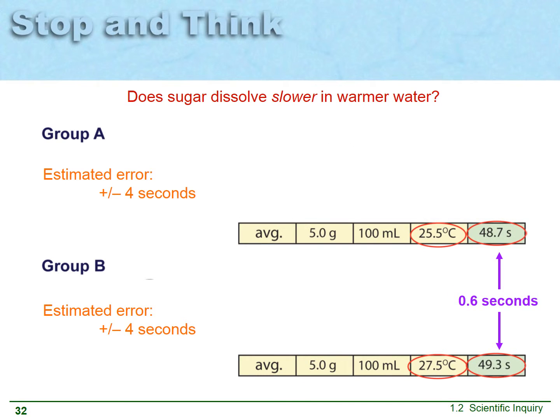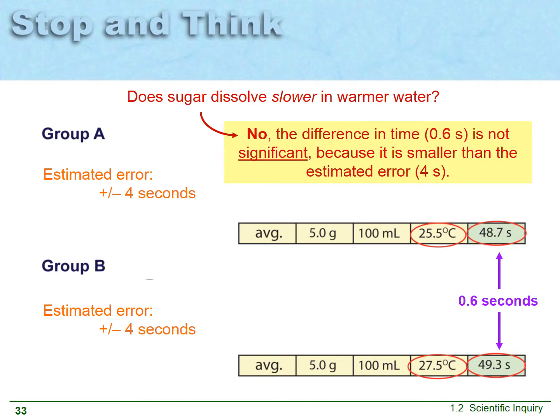When we compare the difference in results between groups, we see that group A has 48.7 seconds to dissolve in 25.5 degree water, while group B has 49.3 seconds to dissolve in 27.5 degree water. On the surface, it seems that sugar did dissolve slower in the warmer water, but let's look at how the estimated error can play into our results.